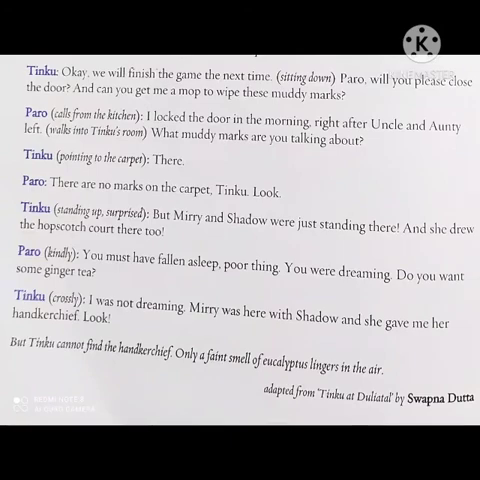In this story, we can see that the girl Tinku imagines or dreams about a girl called Miri and a dog called Shadow. Hopefully, all have understood the story, children. Thank you.